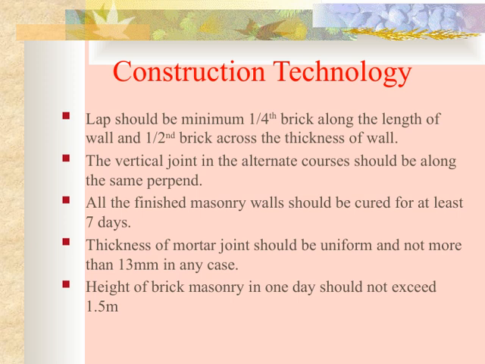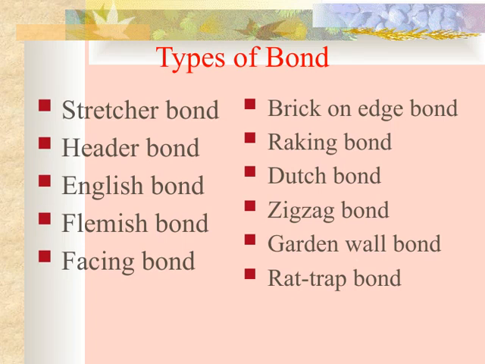This guideline helps manage quality control, ensuring the mortar sets properly and that the work remains precise and stable throughout the construction process. By adhering to these principles, we ensure the durability, strength, and quality of brick masonry structures. Now, let's take a closer look at the different types of bonds used in brickwork.